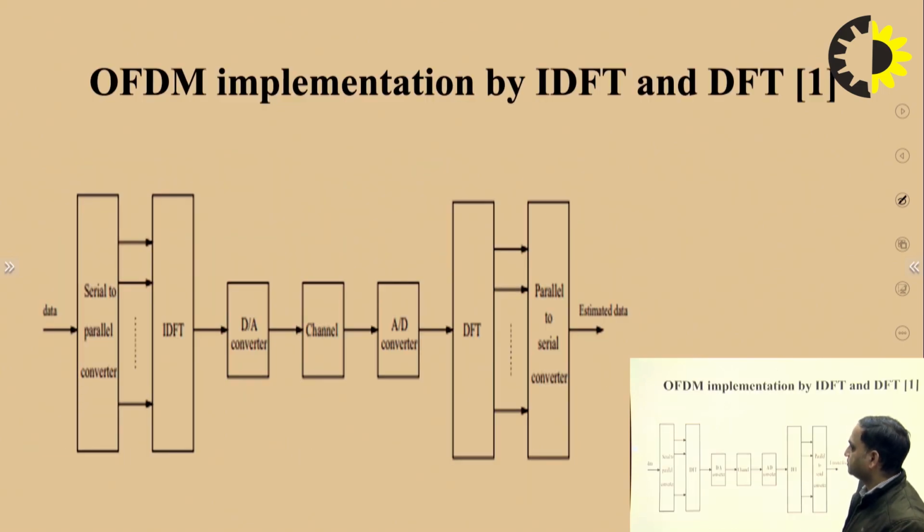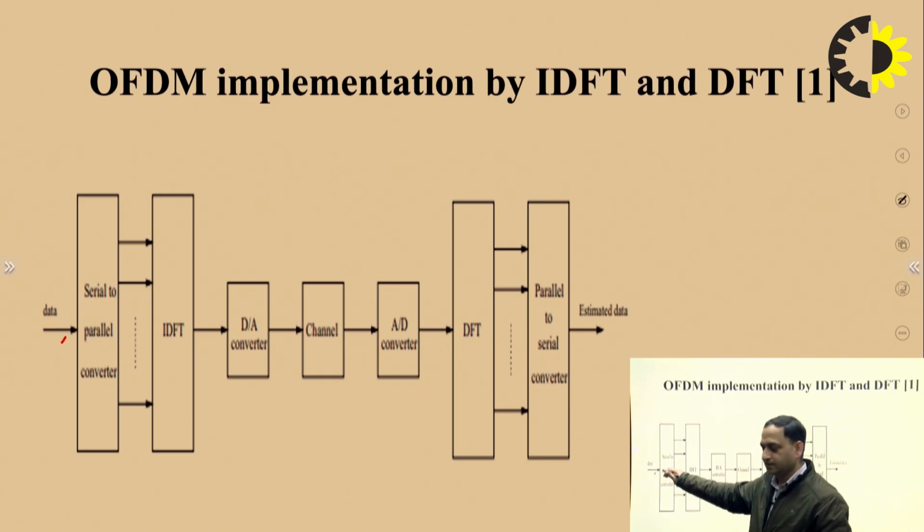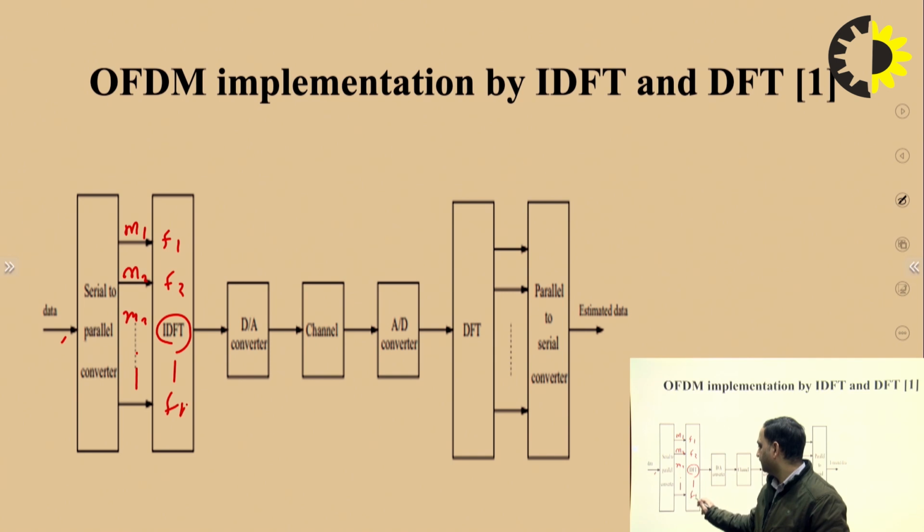So, another example of how OFDMA is implemented by using the IDFT and the DFT. The first block is the same: data is transmitted, and this data is divided into parallel streams by using the serial to parallel converter. So this will be M1, as we mentioned in the previous case, M2, M3 and so on, and we apply the IDFT, meaning we simply get F1, F2 and Fk if we have Mk here. So this is the combination of all of these.